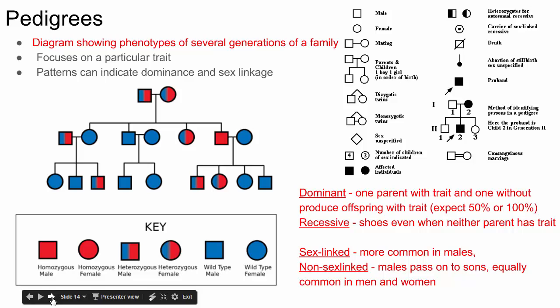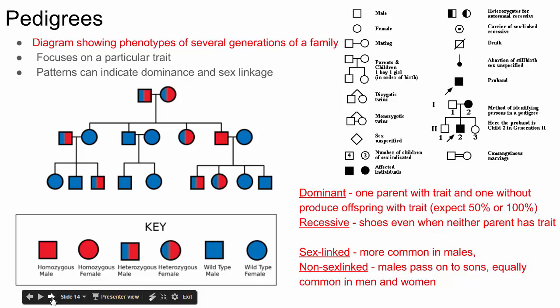So we use squares as the symbol for males. We use circles as symbols for females. Two individuals get connected side to side to indicate that they had children together. Children go below the parents. Parents go above the children. And we did all that in 7th grade. But there's some additional information that you can indicate on a pedigree.